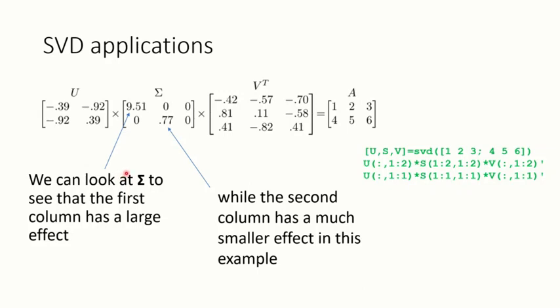Another application is to denoise with SVD. If we look at this example, 1, 2, 3, 4, 5, 6, A was decomposed into this, and that. And we look at the strength, the magnitude level of the second component. So this is much smaller than the first one. What that means is the contribution of the second component to reconstruct A is much smaller than the first one.